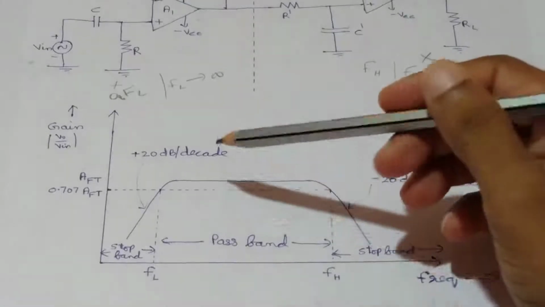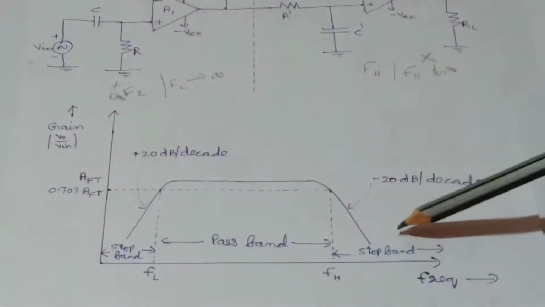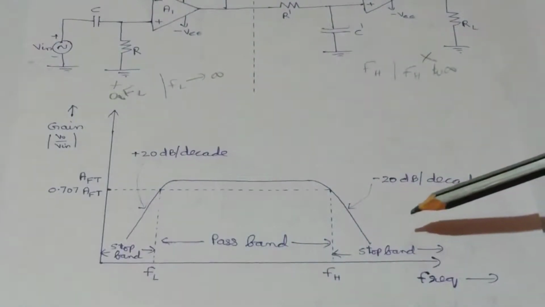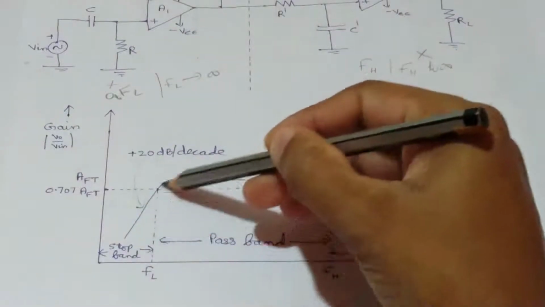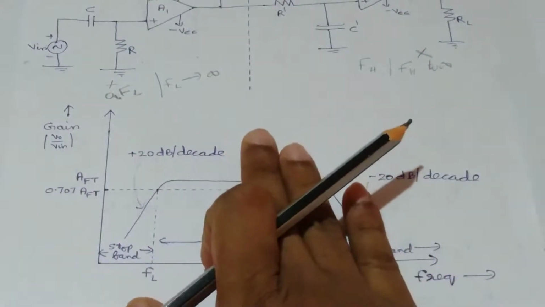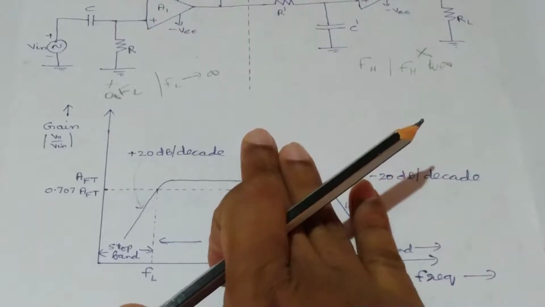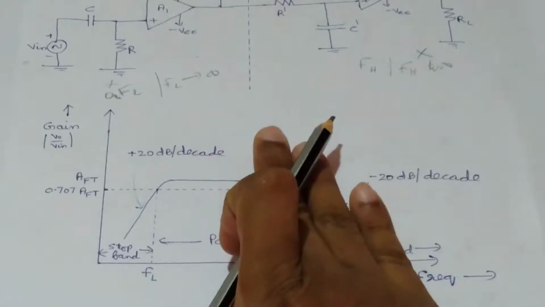Here we can see this one is the pass band, and this represents the stop band of this wide band pass filter. And here this first section actually represents the response of a first order high pass filter. We can see this is the response of a first order high pass filter.